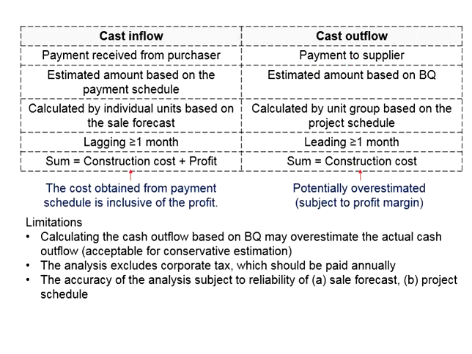However, when you talk about the actual cash outflow, it will be purely the construction cost. The profit is not a part of the expenses. This leads to a slight deviation between the estimated amount for your cash outflow and the actual spending for your project. The cash outflow is potentially overestimated, subject to the degree of the profit margin.